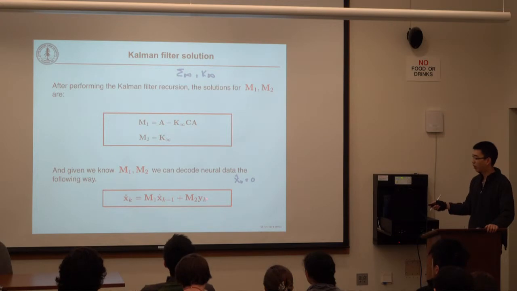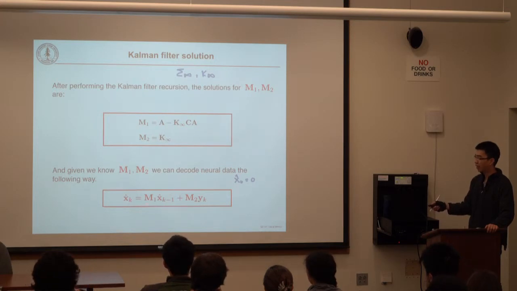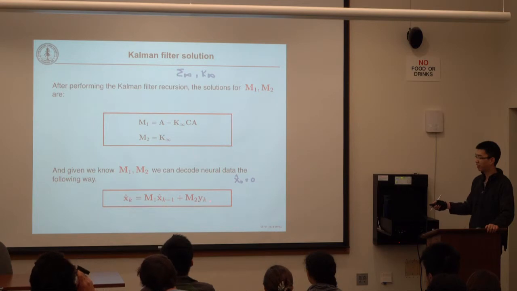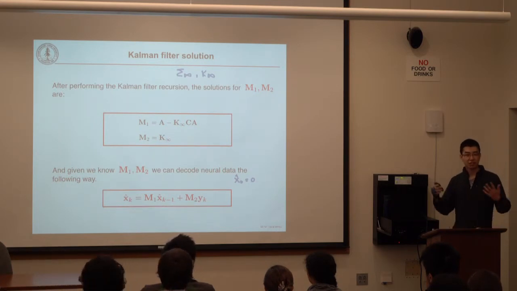And so when we have our first neural data at y1, then we can calculate an x hat of 1. This term will just be 0. And then given x hat of 1, when neural data comes in at time 2, we'll be able to calculate x hat of 2, and so on and so forth.